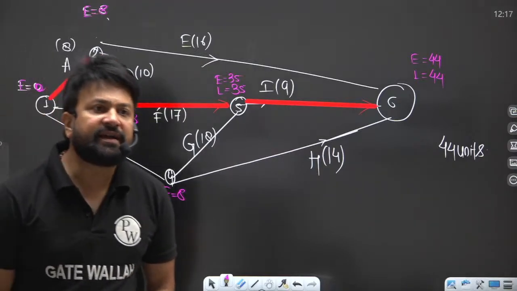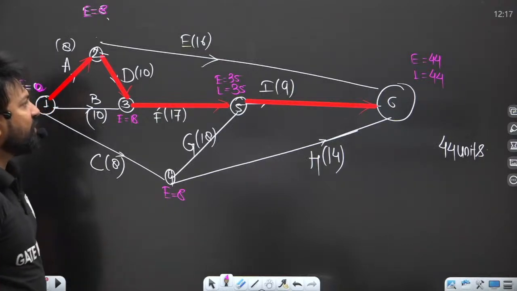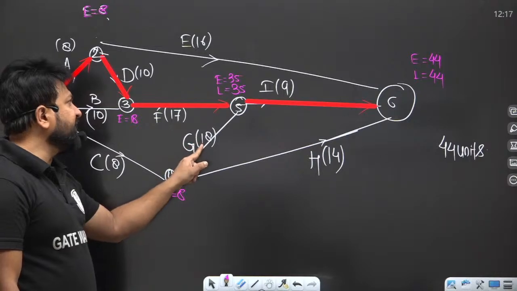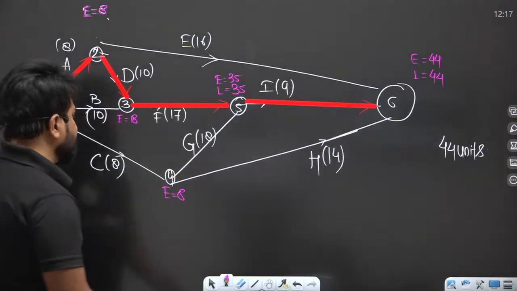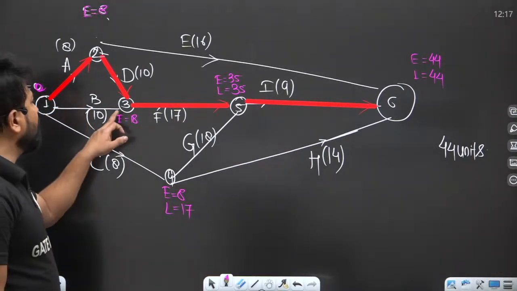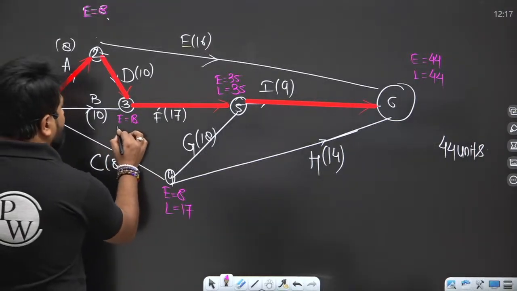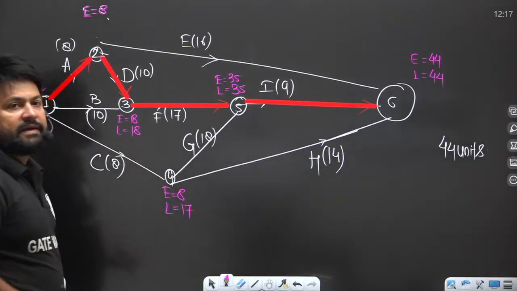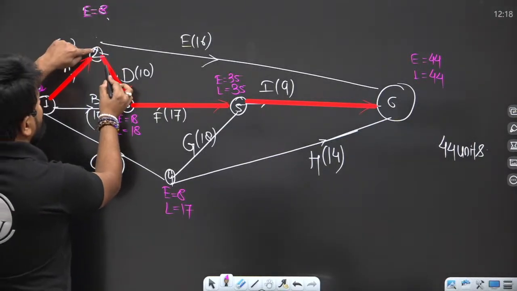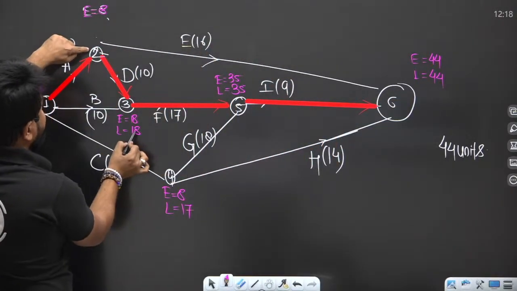Now if you reach here, 44 minus 14 is 30, and 35 minus 18 is 17. I will write the minimum, L equal to 17. Now here you can reach, that is 35 minus 17, so L equal to 18. Now when you reach there, you can reach by two ways, 44 minus 16 and 18 minus 10.